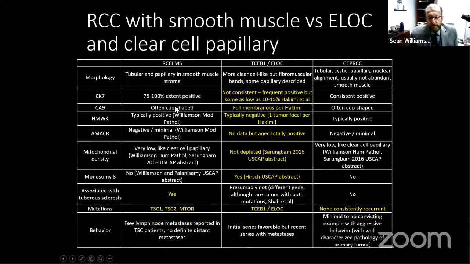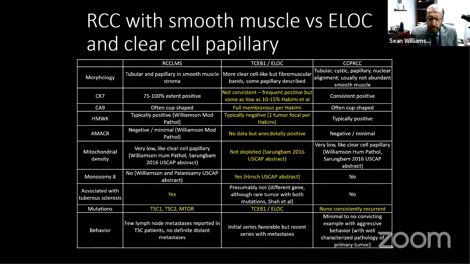Carbonic anhydrase 9 is positive in all 3 of these entities, but the cup-shaped pattern that's been described in the clear cell papillary tumors is lacking in those with the ELOC gene mutations. High molecular weight cytokeratin, whereas it's often positive in clear cell papillary and those with the smooth muscle stroma, is typically negative in the ELOC mutated tumors. Amacr, we don't have much data published as yet, but anecdotally from some folks that I've talked to, some positivity has been encountered in the ELOC mutated tumors. So that could be a difference once we see some more data.